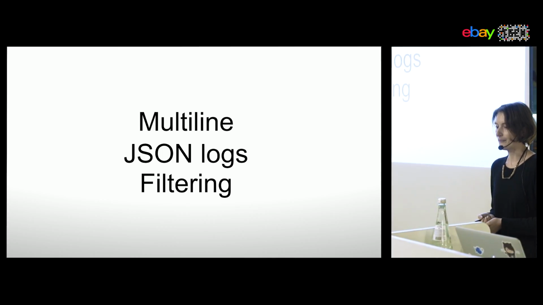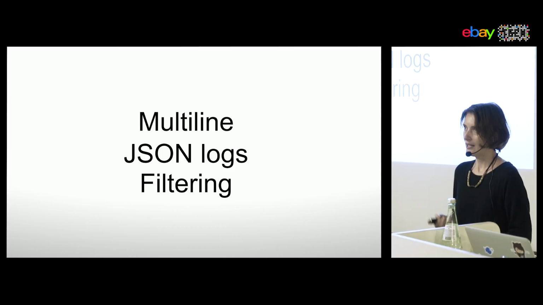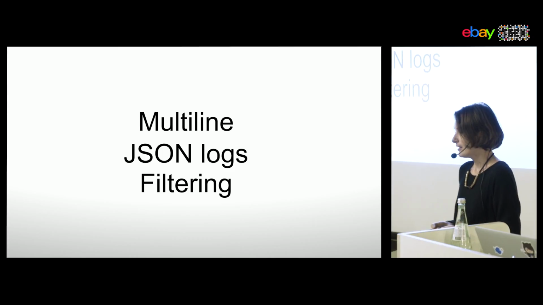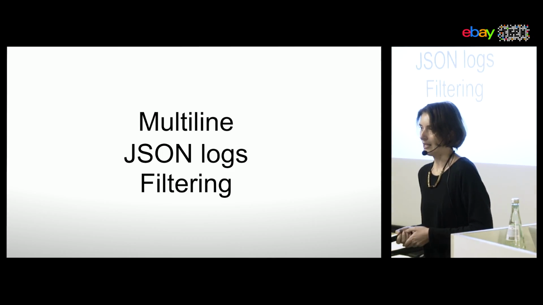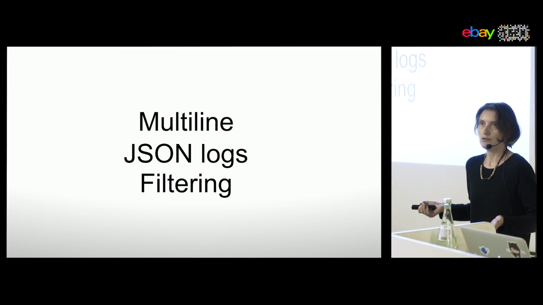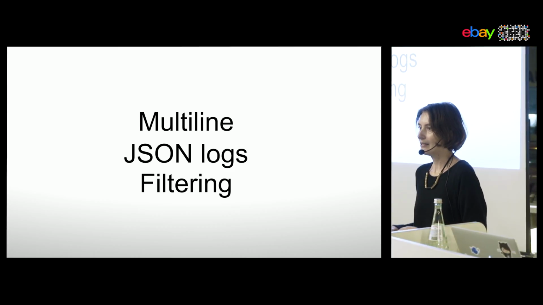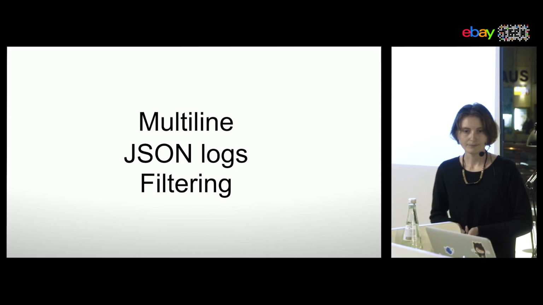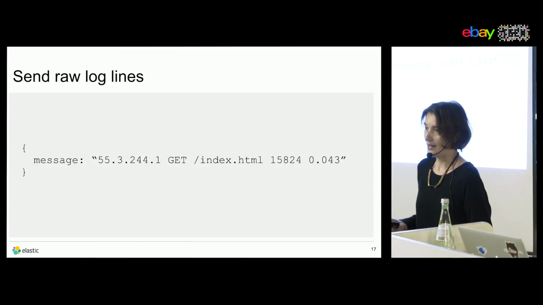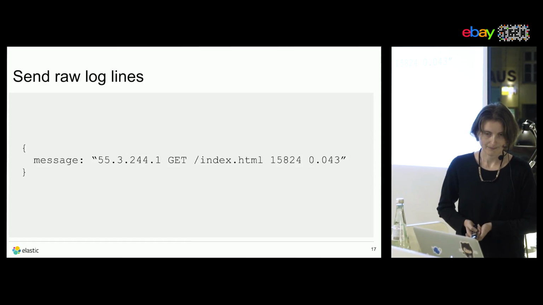JSON logs, think of applications that have support for structured logging, that are writing the logs in a JSON format. And filtering, because you don't want to ship all the log lines to Elasticsearch, and maybe you want to ship only a subset of the log lines. For example, you are not interested in the debug messages, right? Probably you are interested only in the error messages or the warnings. So Filebeat sends the log lines as they are, without parsing them.